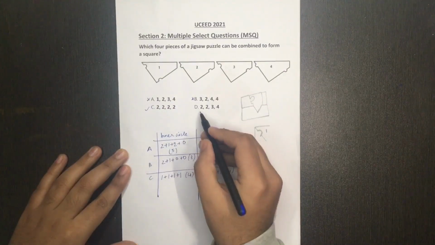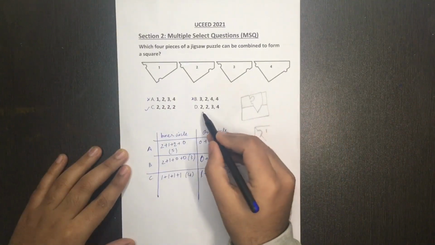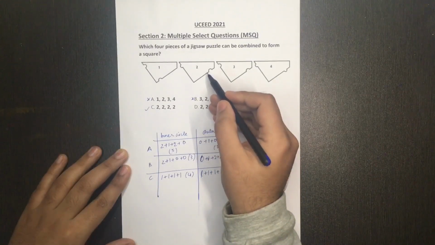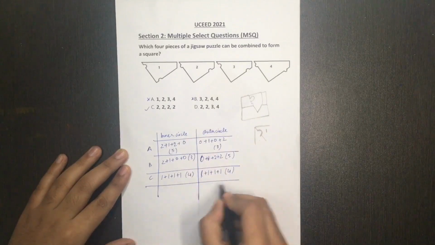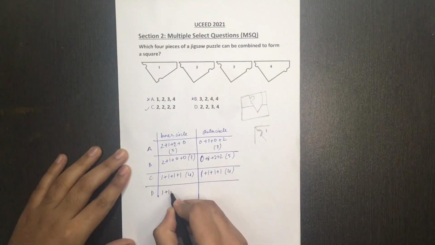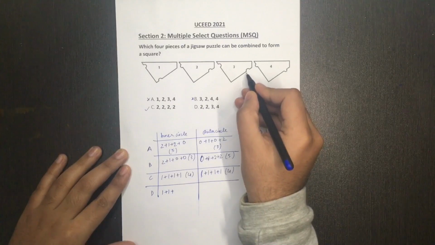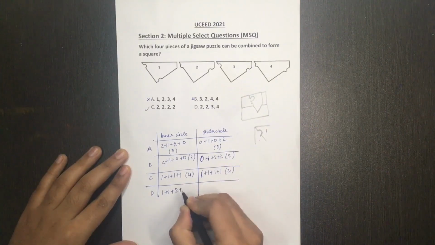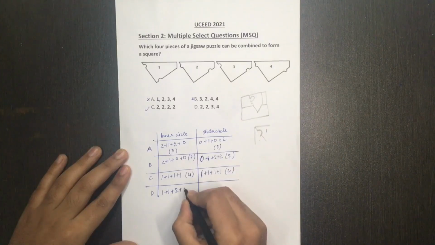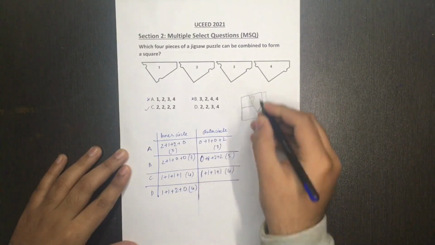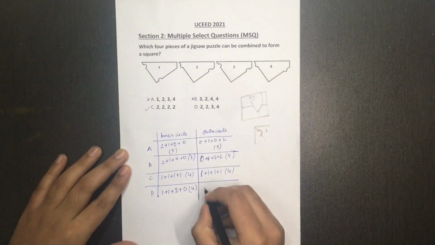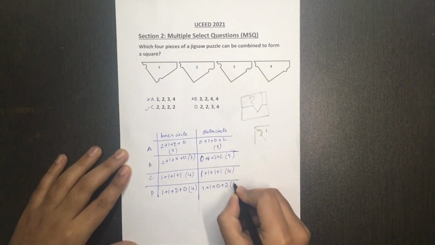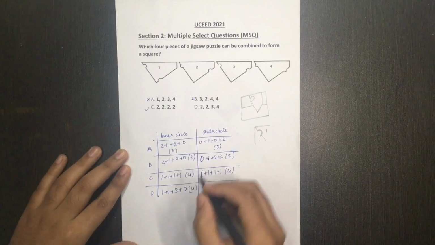Okay, and for option D, it says 2, 2, 3, 4. So 2 has 1 inner circle and 1 outer circle, so 2 times. So 1 inner circle, 1 outer circle. 3 has 0 outer circles, but it has 2 inner circles. So 2 inner circles over here, and 4 has 0 inner circles. So this is 4. And similarly for the outer circles, 1 plus 1 plus 0 plus 2, so this is 4. So definitely option D can also be true.